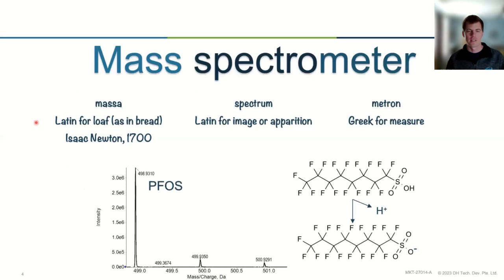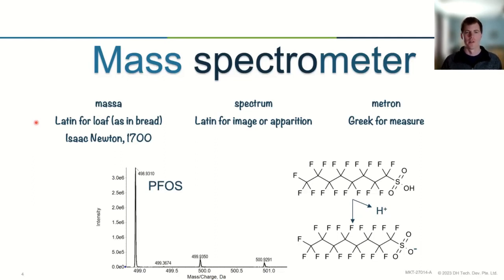Okay, so first of all, mass spectrometer. I like to do this because I don't always know where words come from, but the word mass, Isaac Newton first used back in 1700, from the Latin for loaf, as in a loaf of bread, because I guess something with mass is like a loaf of bread. It's like a lump. So that's kind of interesting. Spectrum is like the word specter, like a ghost. So it's an image or apparition. And then meter is to measure. That's a little more common word.